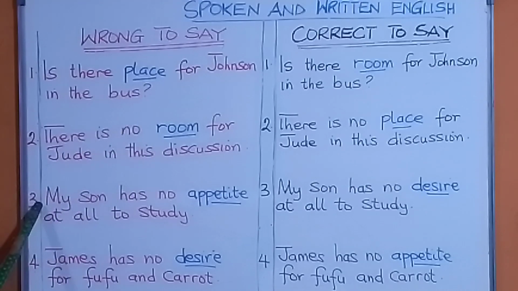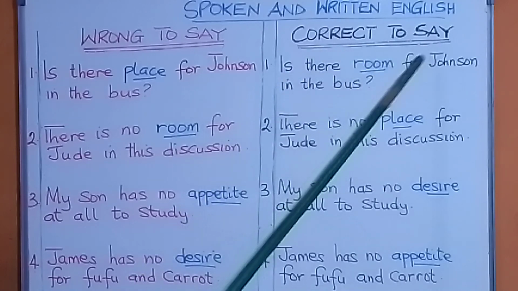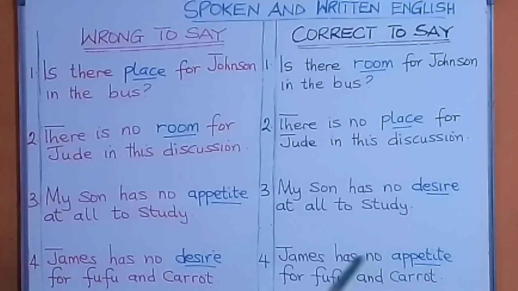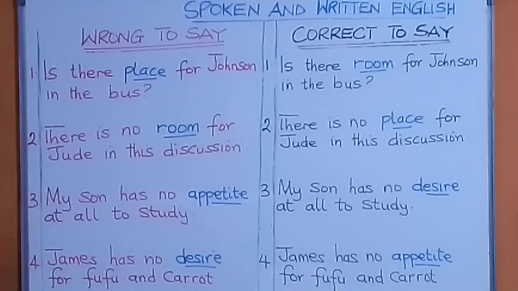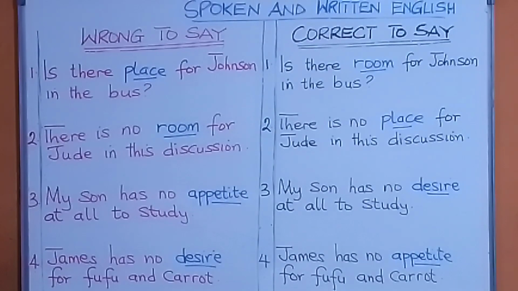Wrong to say number 3, my son has no appetite at all to study. No. Say, my son has no desire at all to study. Wrong to say number 4, James has no desire for fufu and carrot. The correct way to say that is James has no appetite for fufu and carrot. That is that on these lessons concerning place and room, appetite and desire.